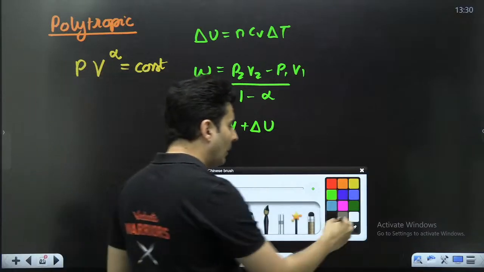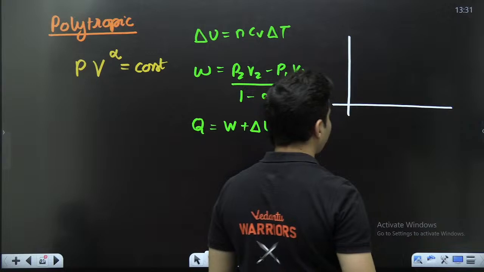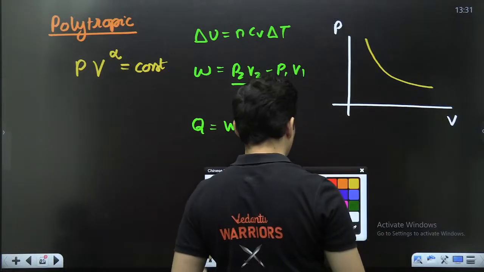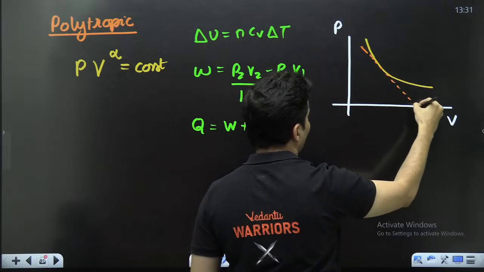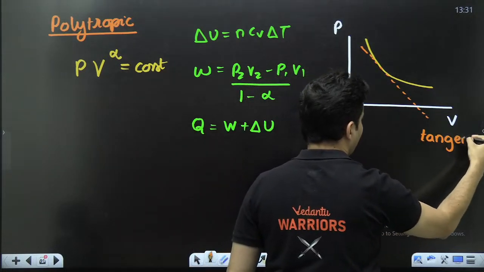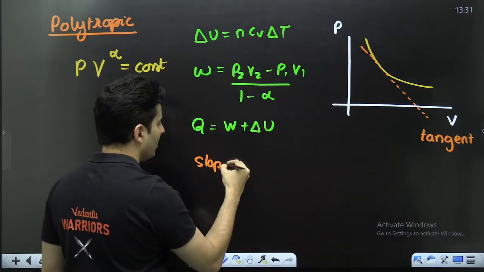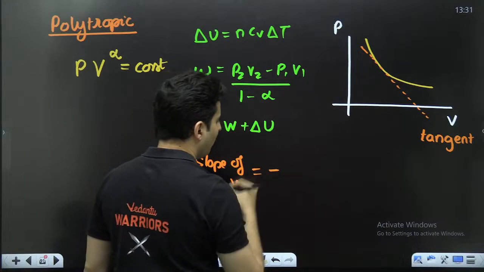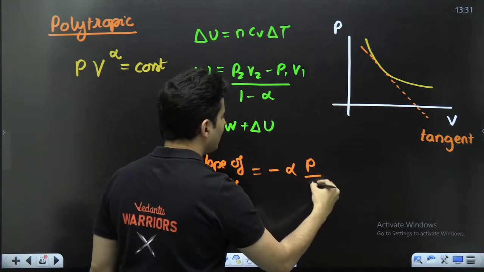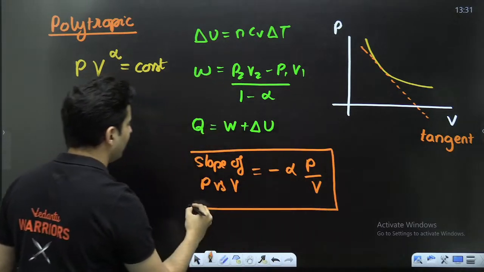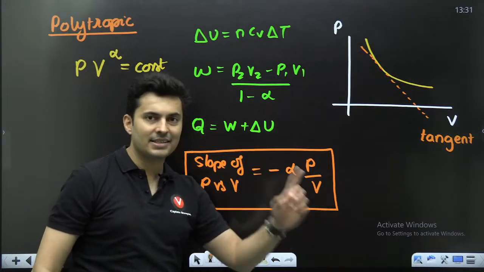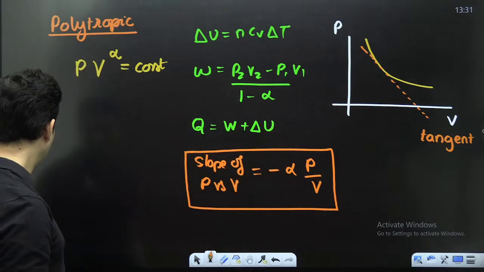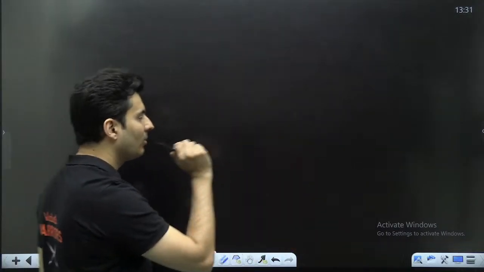As simple as that. Now, the interesting thing about the polytropic process is that if you draw a pressure versus volume graph and draw a tangent, then the slope of the pressure versus volume graph is minus alpha times P by V. A very, very important formula. The slope of the pressure versus volume graph is minus alpha times P by V. It becomes very useful for finding the slope of any other graph. I will tell you how in a bit. But for now, observe this.